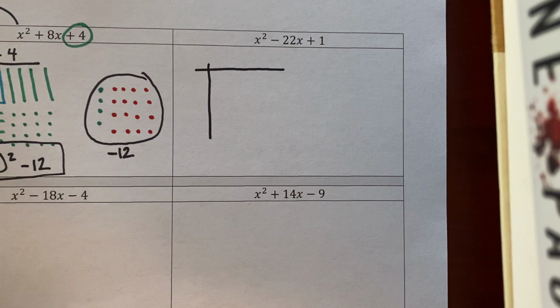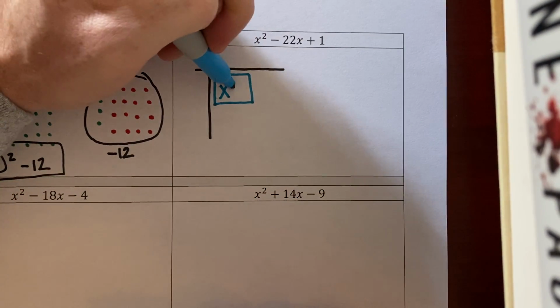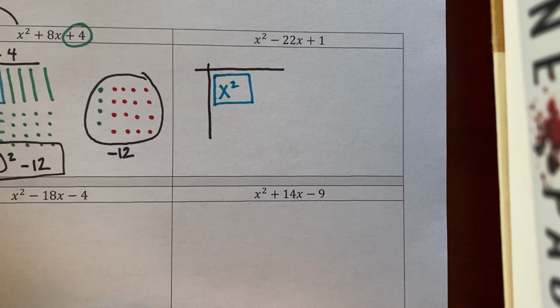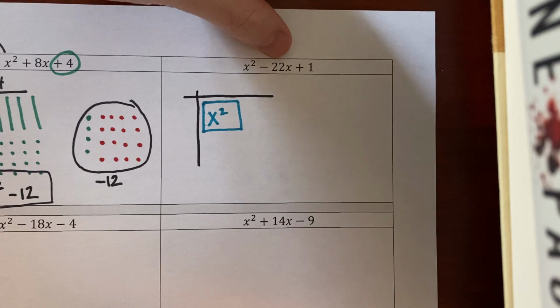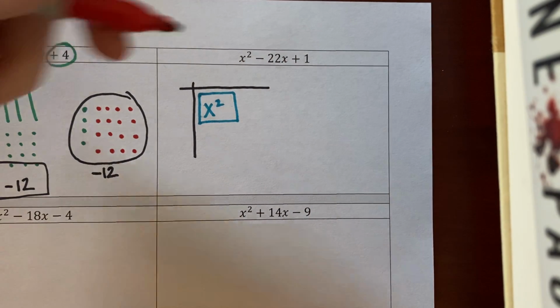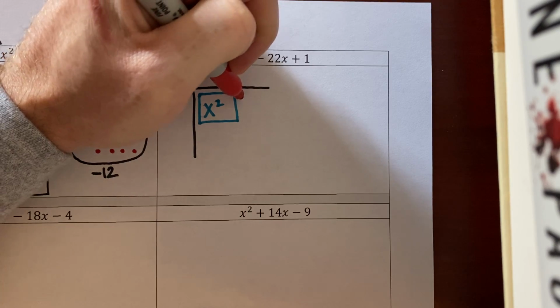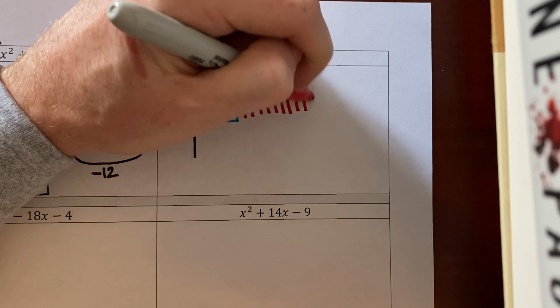All right, we have 1x squared, so I'm going to draw a nice blue square here. Now this one's a little bit more cumbersome because I have 22 of these x's. Remember, you always want to split it evenly. So half of 22 is 11, and it's also a negative 22. So I'm going to use a red bar here. So I have 1, 2, 3, 4, 5, 6, 7, 8, 9, 10, 11.